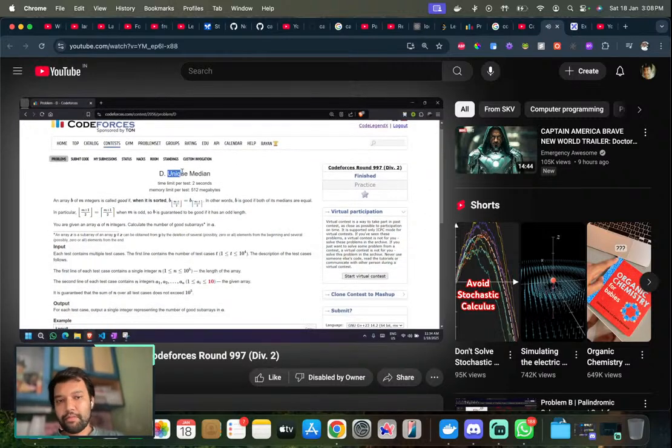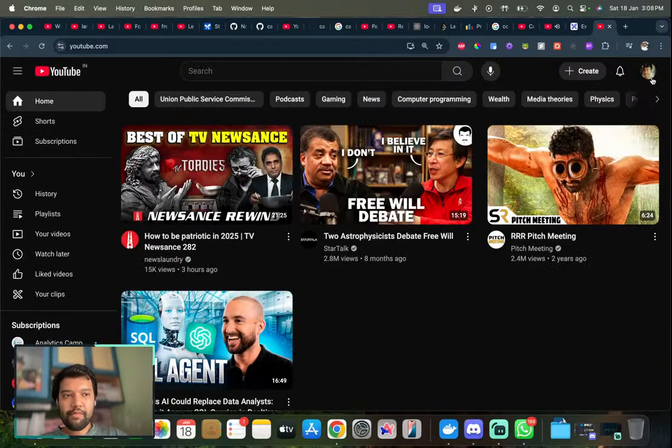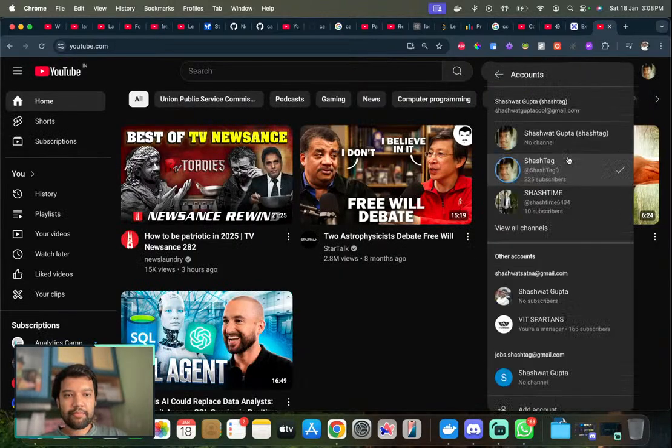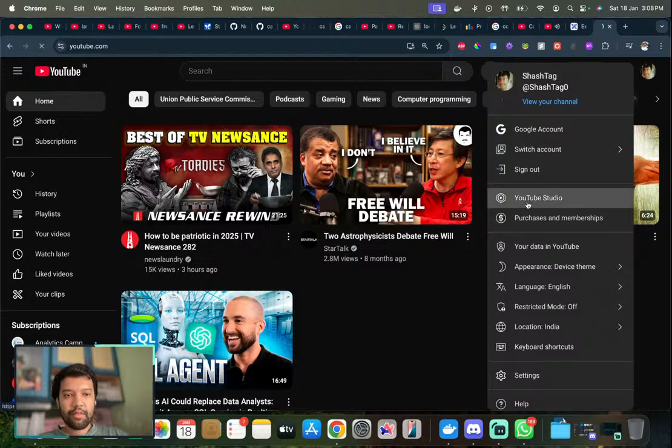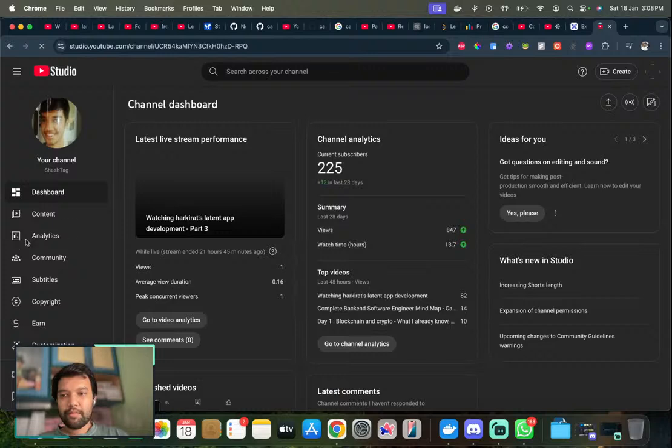Unique Median. An array B of m integers is called good if, when it is sorted, the value at floor of m plus 1 by 2 should be equal to the ceil of m plus 1 by 2.